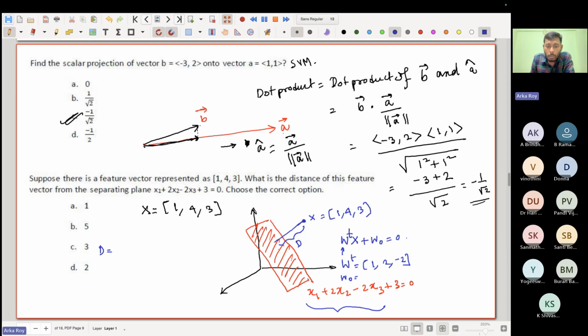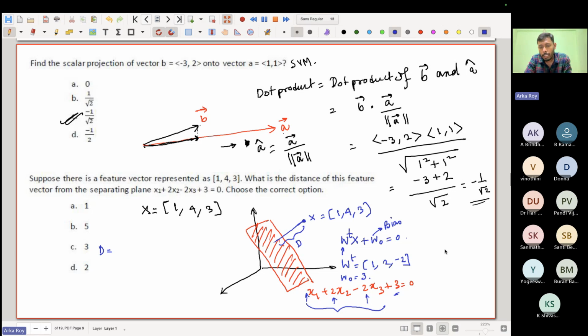So this weight value is basically the coefficients of the feature values, that is 1, 2, -2. And this particular term is called the bias. And this bias value is 3. This is as far as the traditional machine learning point of view is concerned. We can write it like this.